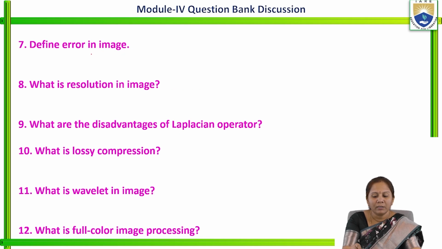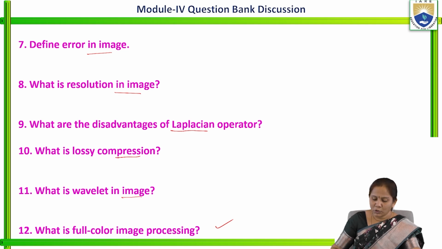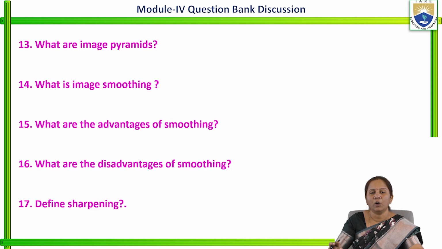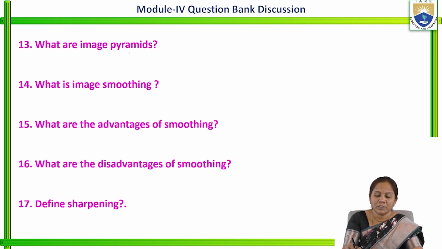And we can have here define error in image, which can also be called noise. What is resolution in an image? What are the disadvantages of Laplacian operator? And what is lossy compression? What is wavelet in an image? And what is full color image processing? So the same things we have discussed in the long answers, in a simple manner. Here short questions will be asked.